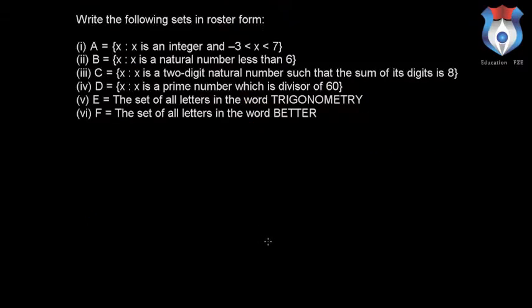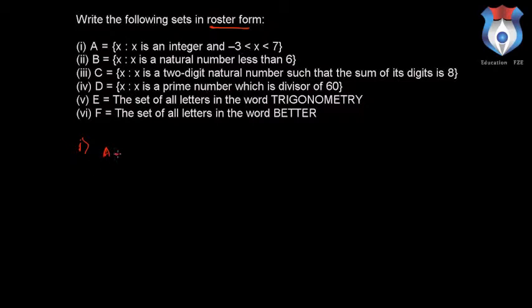Let's now do a little bit of problems related to the representation of the set. The question is saying we have to represent all these sets in the roster form, or you can say listing method or tabular form. Those are all the same. Alright, let's go one by one. First one, I'm writing A. It contains the members x such that x is an integer and x is greater than -3 but less than 7.